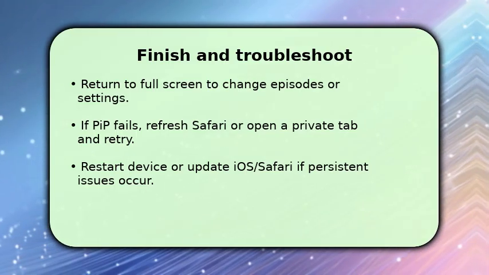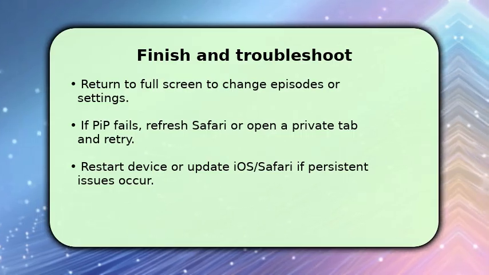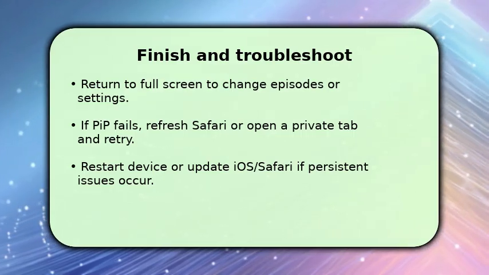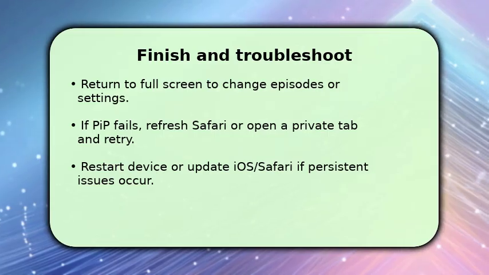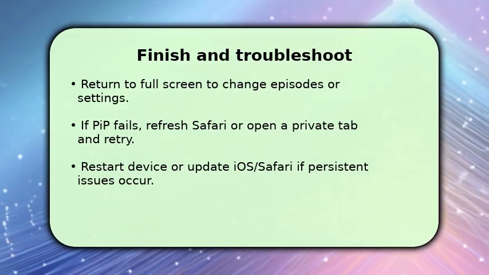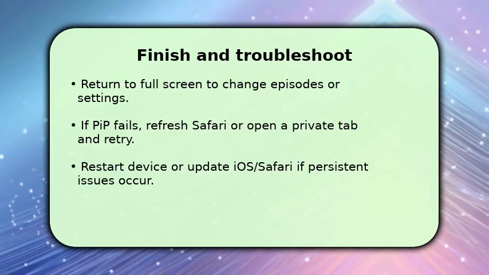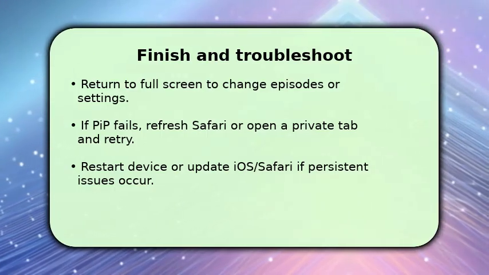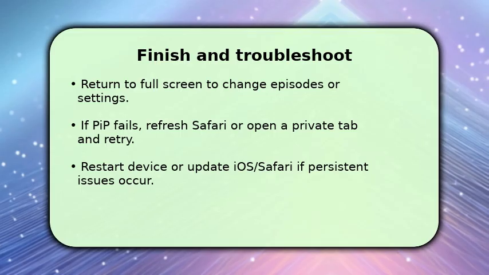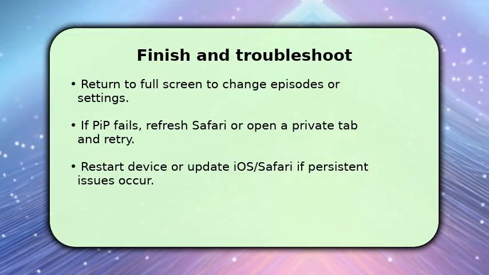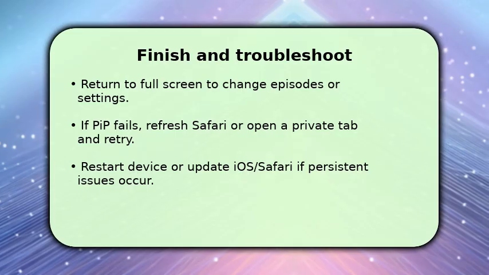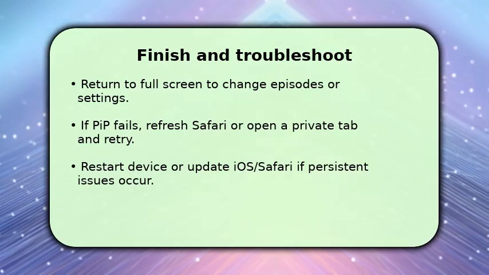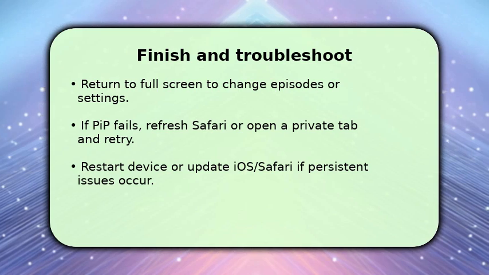That keeps your spot. If PiP won't start, refresh the page, close other tabs, or open a private window and sign in again. This clears session hiccups. If problems persist, restart the device, check for iOS/iPadOS and Safari updates, and confirm PiP is enabled in settings. These steps resolve most failures and restore the only reliable PiP method for Netflix on iOS devices.